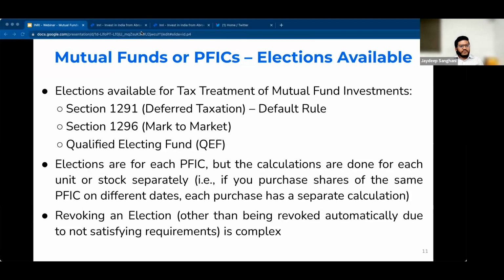Now these elections, the mark-to-market election, 1296, or the qualified electing fund election, are easy to do but difficult to revoke. Revoking is very complex unless it is automatic. Like for 1296, if the fund is not listed, then you automatically don't have the option to elect and it gets revoked automatically. But if not, then the process to get the election revoked is complex.